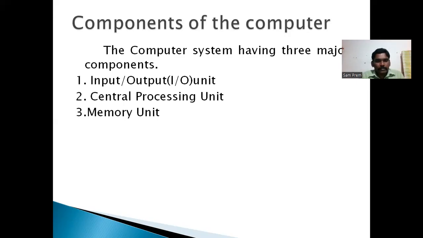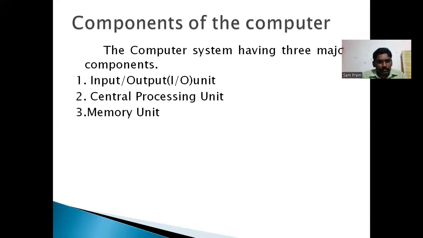So these are called input or output units. Another one, central processing unit. The central processing unit is nothing but a processor. We can say it's the brain of the computer. It processes all the instructions and produces a set of outputs.